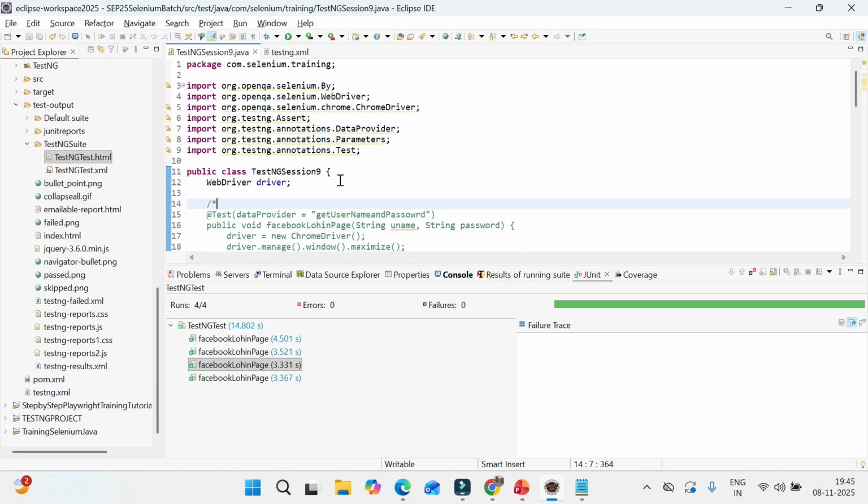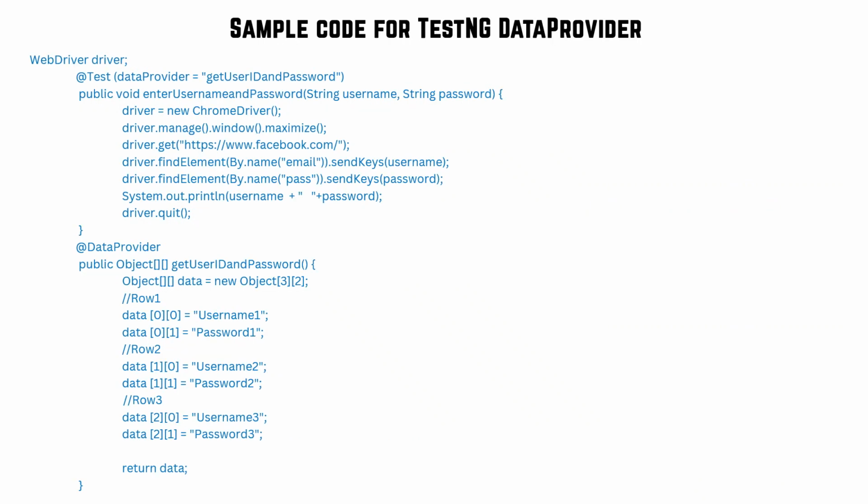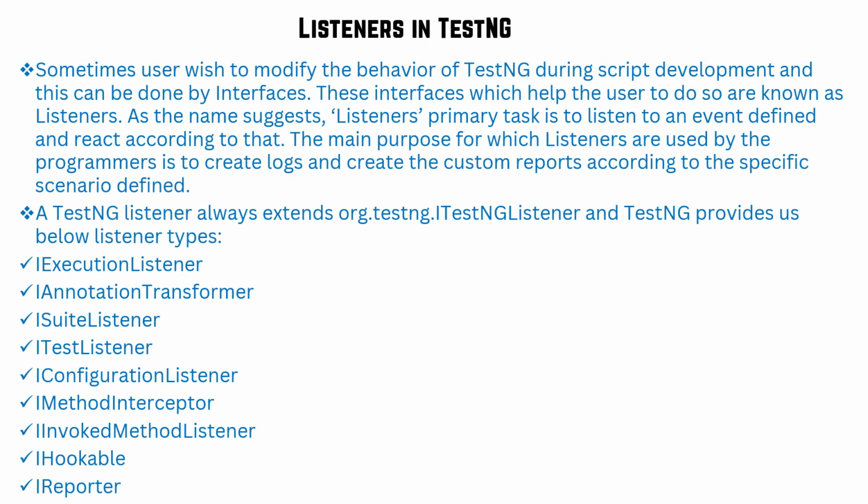Next topic, I'll go with listeners. So what is meant by listeners? Listen, right? Similarly here, the listener concept is that they will listen first, and after that they will work accordingly. Sometimes a user wishes to modify the behavior of TestNG during test script development, and this can be done by interfaces. Those interfaces which help the user to do so are known as listeners. As the name suggests, a listener's primary task is to listen to an event, and react accordingly.